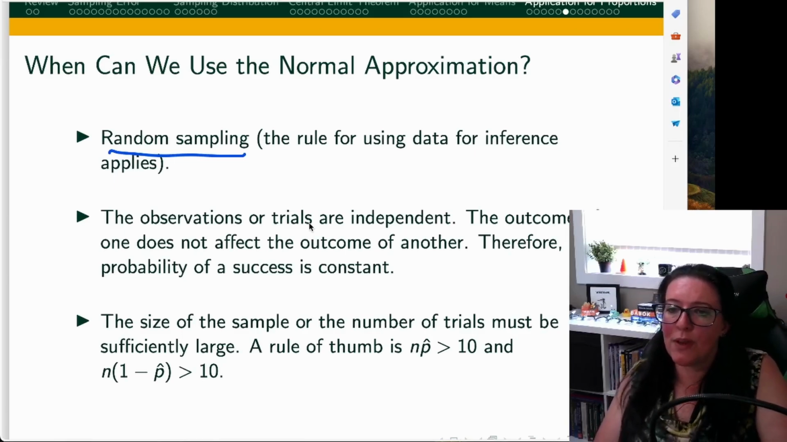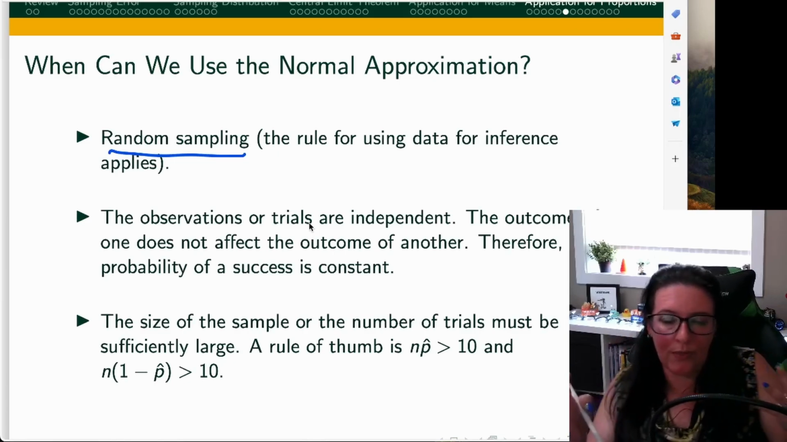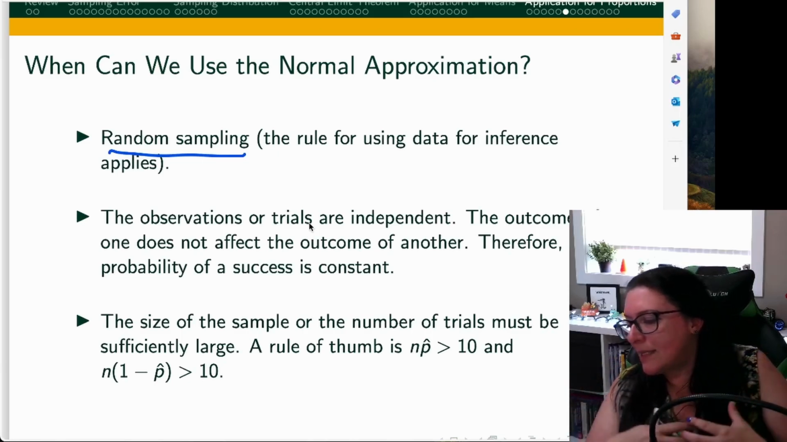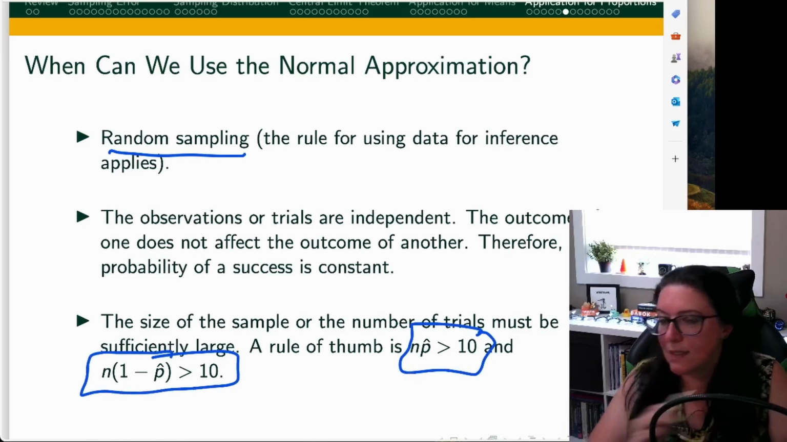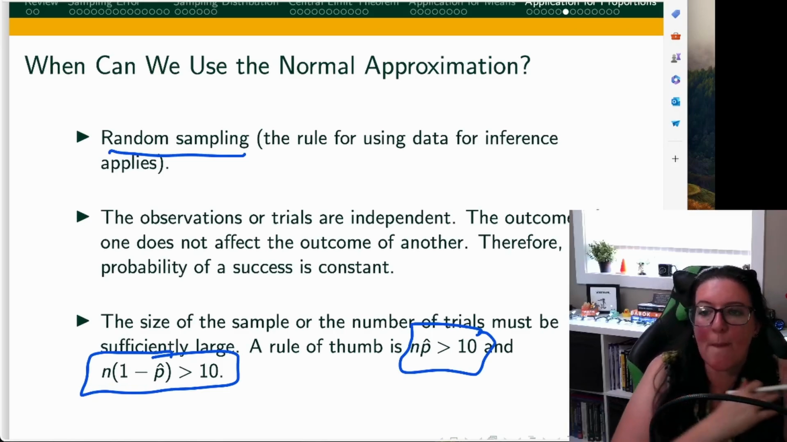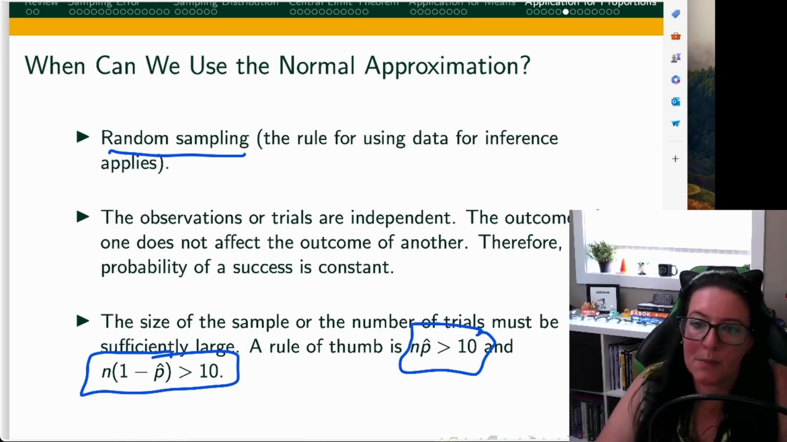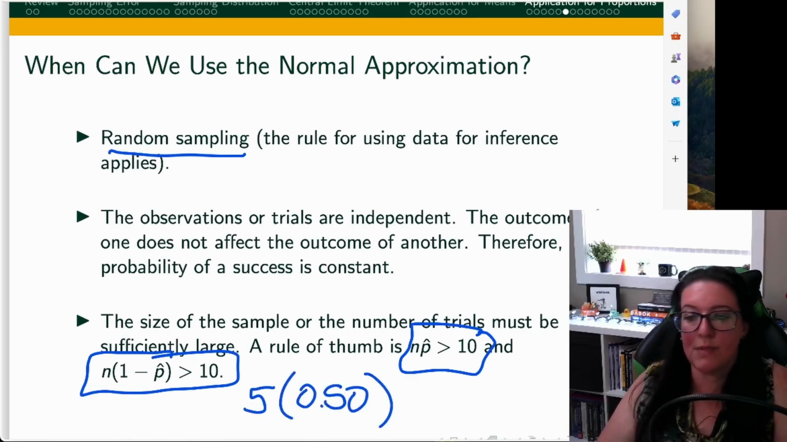The size of the sample or the number of trials must be sufficiently large. So we talked about for the average, the general rule of thumb was a sample size minimum of 30. For proportions, the rule of thumb is that your n times your probability must be greater than 10, and n times 1 minus your probability must be greater than 10. So at the bare minimum, your sample size n must be big enough that when multiplied by the probability in the sample, you get more than 10. So, for example, if I had a sample size of 5 and there's a 50% chance that people are Democrats, that is 2.5. That's not a big enough sample.